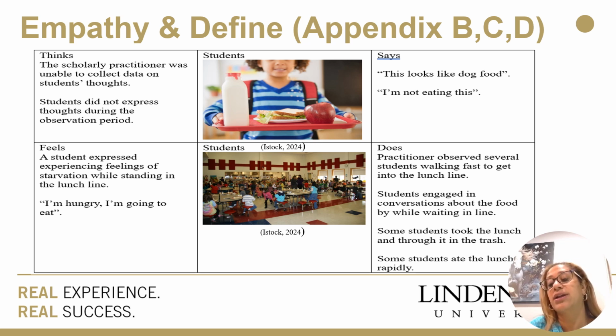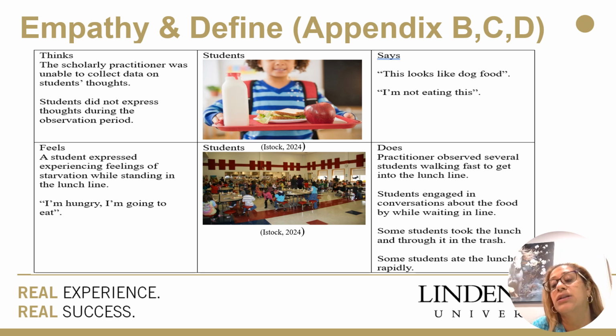The scholar practitioner gathered data through an observation of middle school students in the cafeteria during lunch, which provided firsthand insights into how food insecurity affected student behavior, thoughts, and emotions. Empathy mapping. After collecting the data, the scholar practitioner created an empathy map to organize and categorize information into 4 sections: what a student thinks, does, says, and feels. Empathy mapping allowed the scholar practitioner to look at students' perspectives holistically.